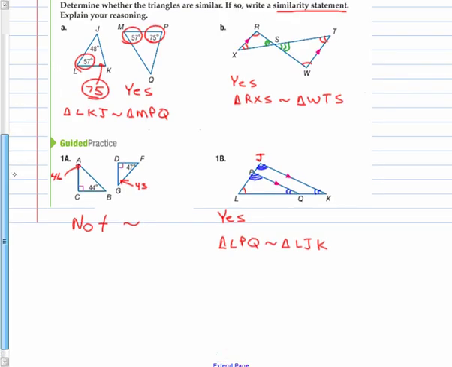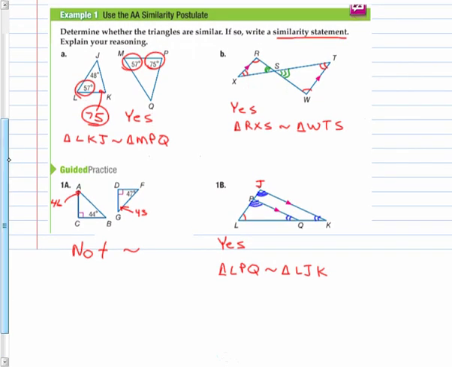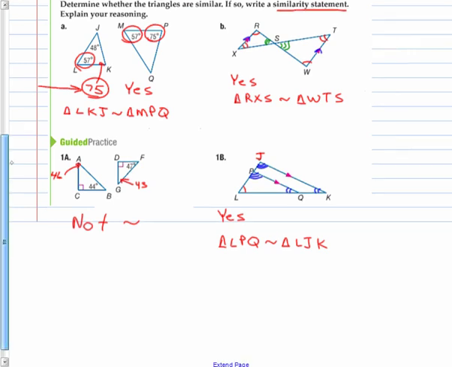And your fellow classmates will be happy to help you out if you get confused on these. In the first one, we had to figure out what the third angle was. And when we figured out the third angle, because we know in a triangle all the angles add up to 180, we discovered we had two corresponding congruent angles. In part B, we use the parallel lines, and when we have parallel lines and transversals, we have some congruent angles, and that one ended up being similar.